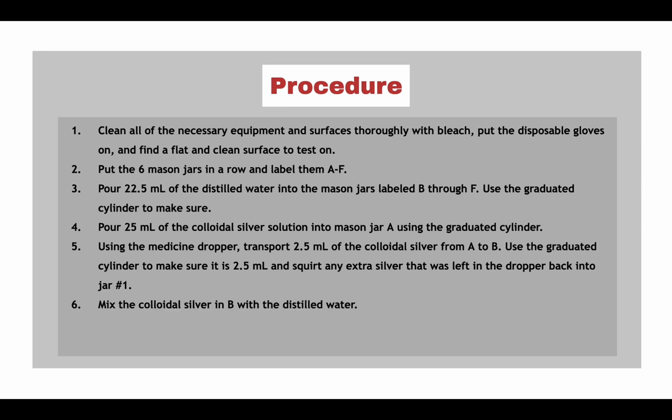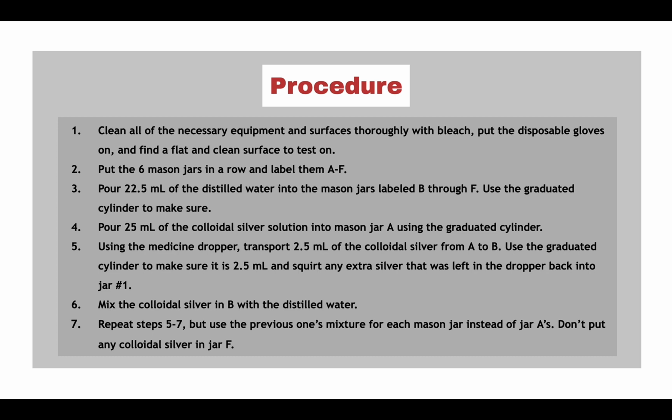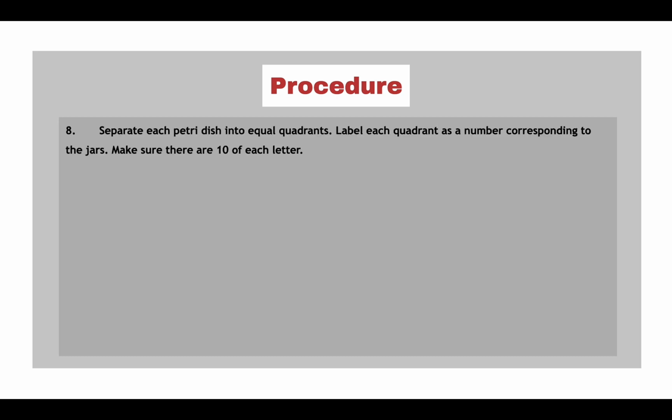6. Mix the colloidal silver in B with the distilled water. 7. Repeat steps 5 and 6, but use the previous one's mixture for each mason jar instead of jar A's. Don't put any colloidal silver in jar F. 8. Separate each Petri dish into equal quadrants. Label each quadrant as a number corresponding to the jars. Make sure there are 10 of each letter.